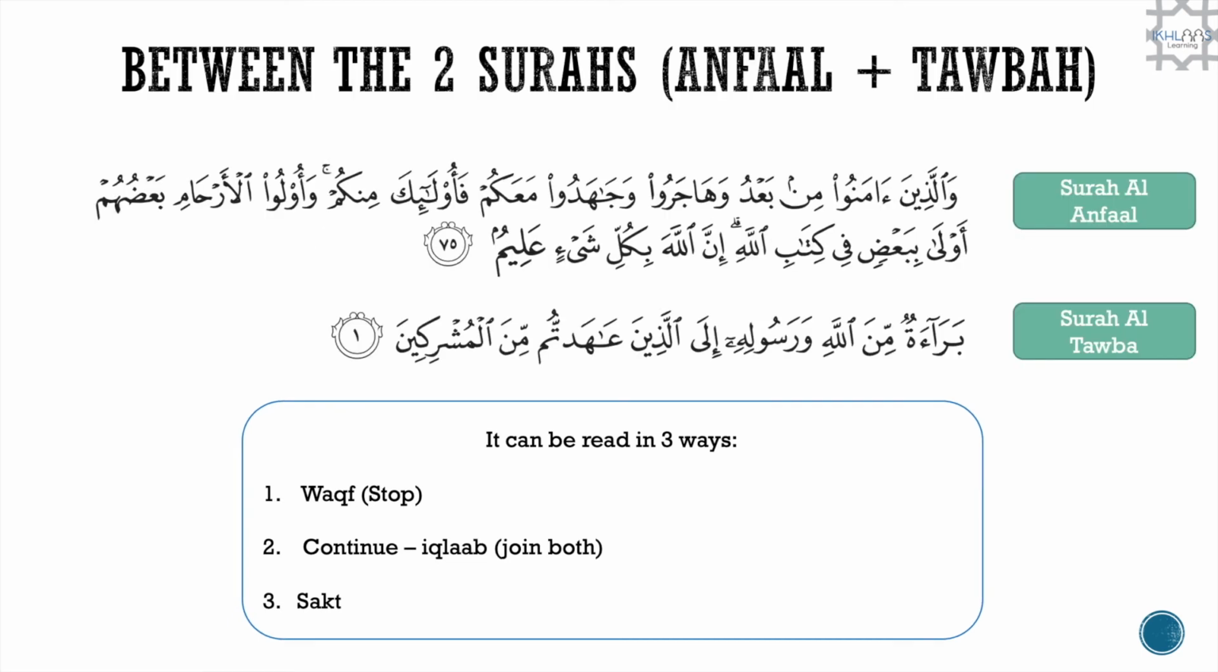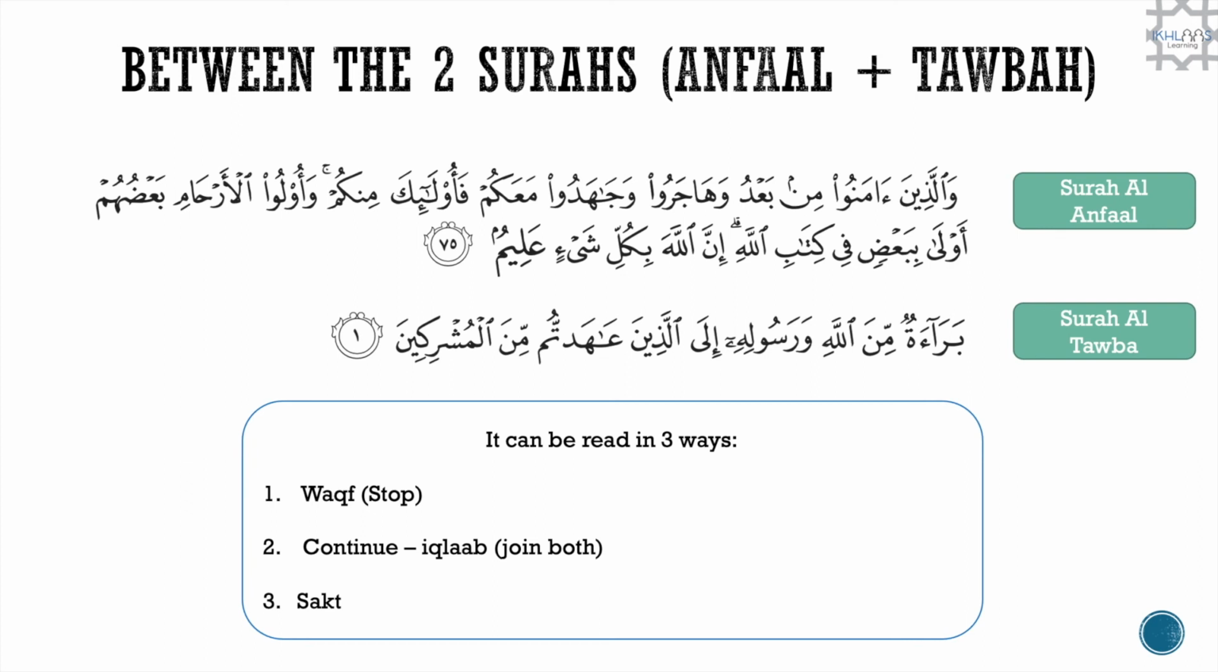The second example is between the two surahs, Surah Al-Anfal and Surah At-Tawbah. So if we just have a look at the last portion of Surah Al-Anfal and the beginning of Surah At-Tawbah. So you can see there is the word alimun and then bara'atun. So how can we read it? Again, three ways. The first is waqf. So you just make a stop at the end of the ayah. So you would just say, Inna Allaha bi kulli shay'in alim.